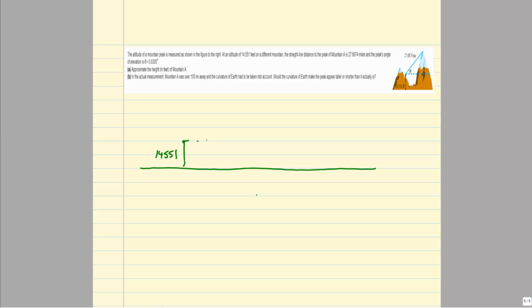Okay, and then they draw this horizontal line, and then they have this angle of elevation to this other peak. Then what we can do is drop an altitude down to that horizontal line, and they give us this angle theta in the picture as well. They tell us that this is 27.6874 miles. So this one's going to be tricky because we have miles and feet, so we need to keep track of that difference. Okay, so let's see what we can do with this now.